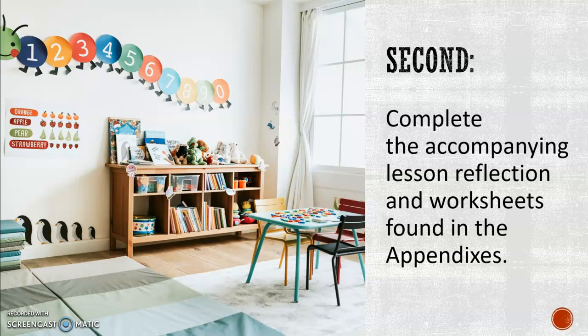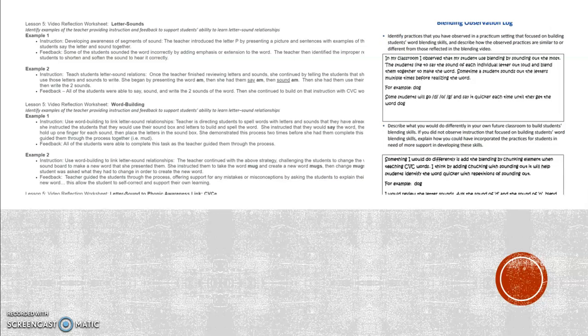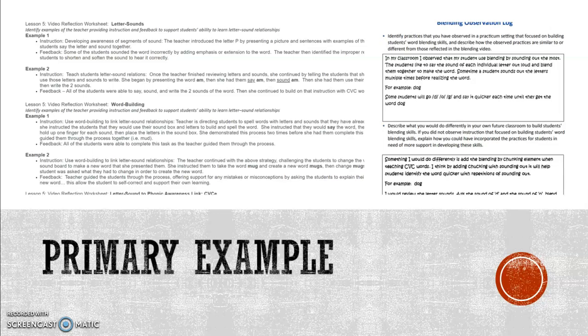The next part of this assignment is to complete the actual lesson with the accompanying reflection and worksheets that are found in the appendices of the What Works Clearinghouse. Once you open the lessons up, you'll see what I'm talking about. Here's an example from 2 different people who picked from the primary lessons. You can see that you have to watch the videos, answer questions, describe what you would do in your own classroom, and think about examples of certain things.